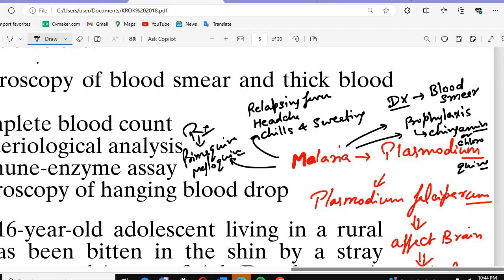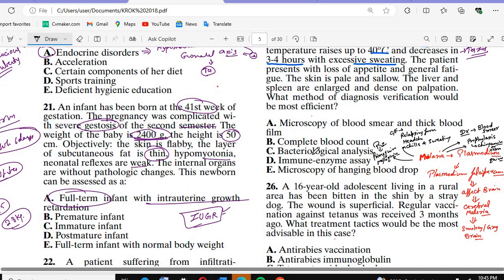And remember these clinical features: the patient would have relapsing fever, headache, chills and sweating. For the diagnosis, we do blood smear testing. Okay. And remember, in malaria we have Plasmodium falciparum that will affect the brain and cause cerebral malaria.